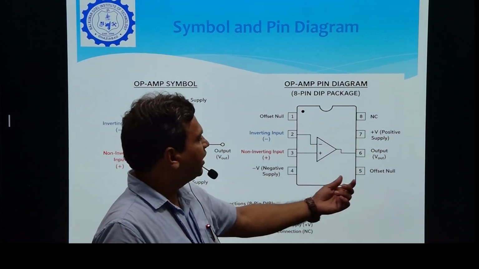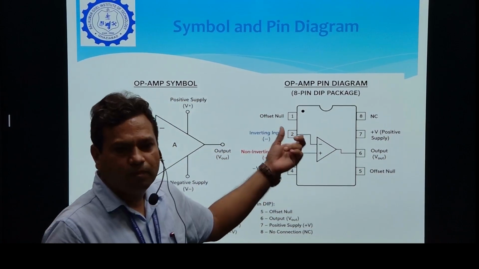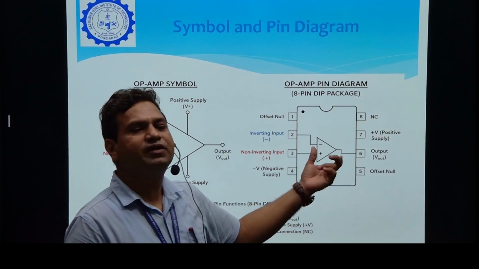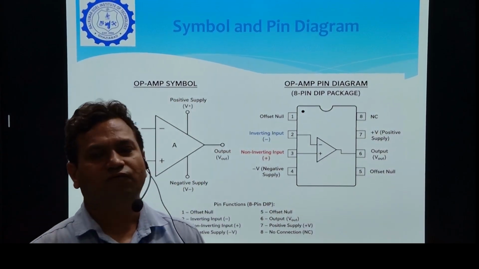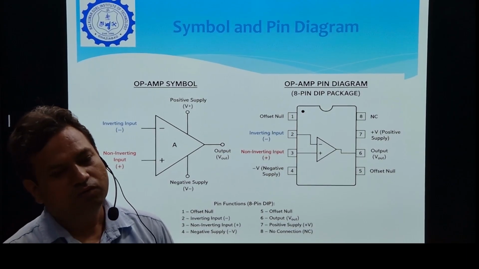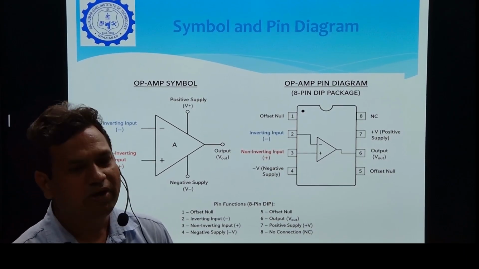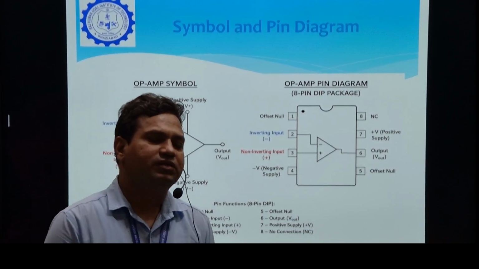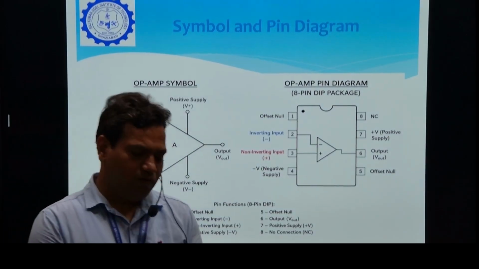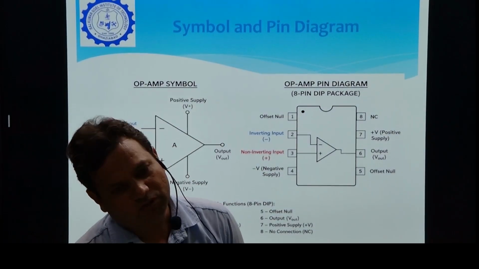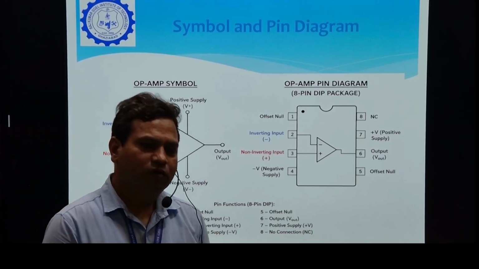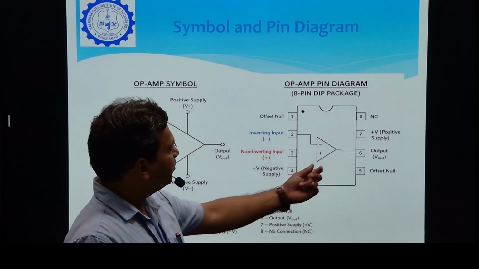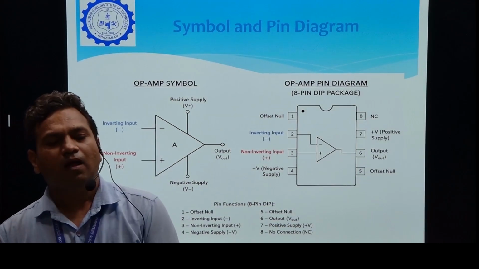Pin number 5 and pin number 1 are the offset null pins. These are used when we have some output offset voltage. To minimize the output offset voltage, we apply a variable potentiometer across pin number 1 and pin number 5 to nullify the output offset voltage. Pin number 6 is used as the output pin.